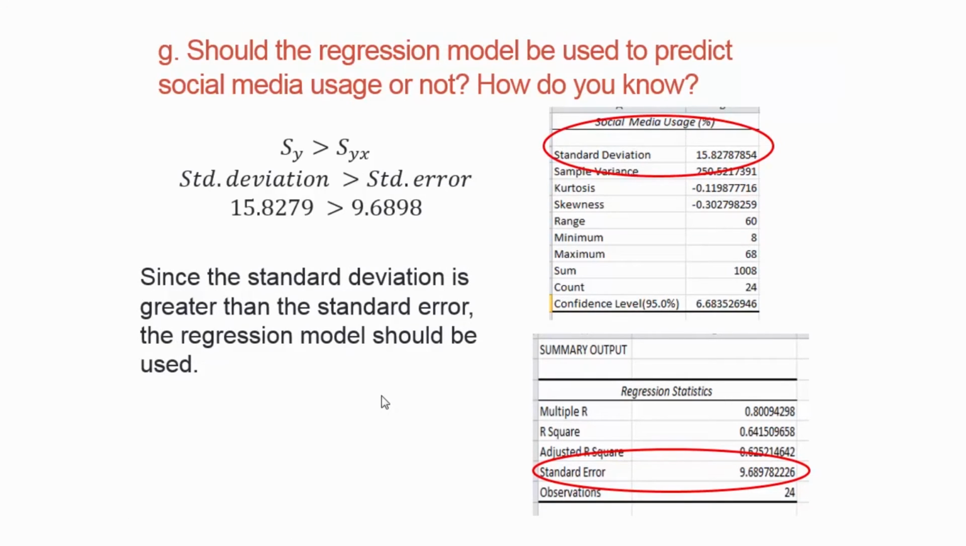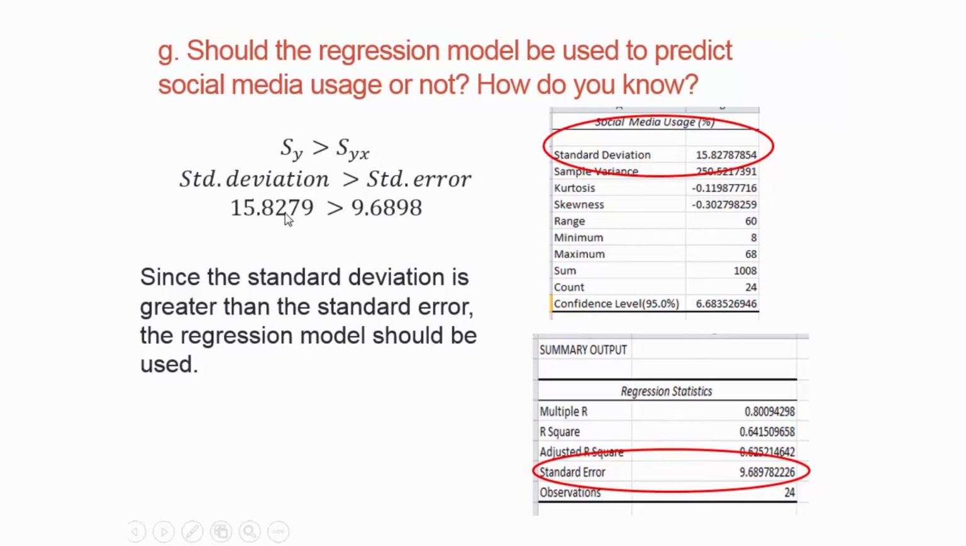Should the regression model be used to predict social media usage or not? How do you know? This is how I decide. I compare the standard deviation of Y, and to find this, what I need to do is to run descriptive statistics. It will give me the standard deviation of Y, as long as I have the social media usage percentage, which is Y, as my variable.